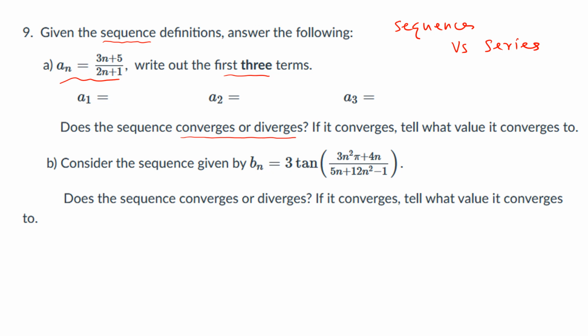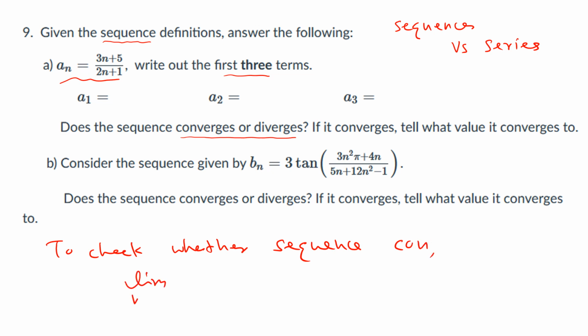If you want to check whether a sequence converges or diverges, there's only one thing to do: check the limit of the nth term. If the limit exists, the sequence converges. If the limit does not exist, the sequence diverges. The limit when n goes to infinity should exist. That's the only thing. It cannot be infinity, it cannot be does not exist. If it is not any of those cases, then the sequence converges. It has to be a finite number. That's it. Very simple.